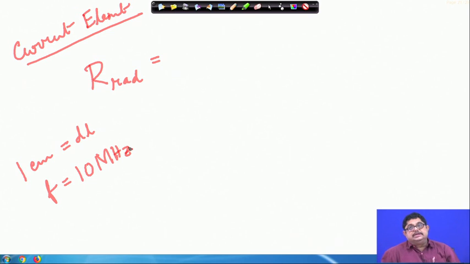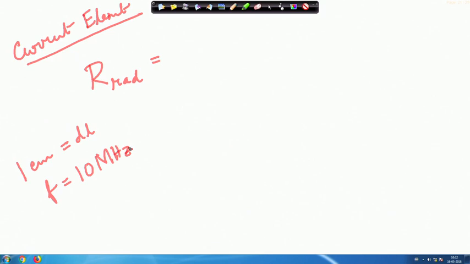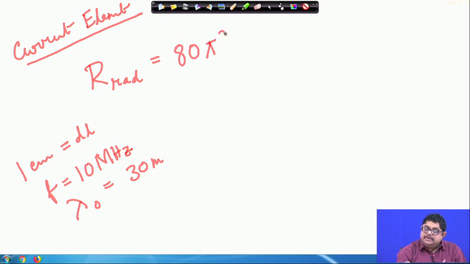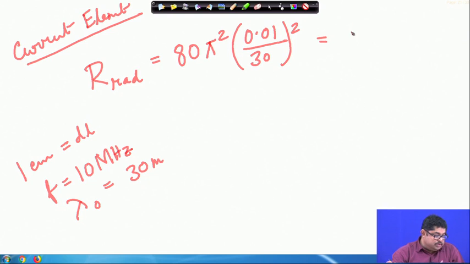In cellular base stations, they do not even give 1 watt of power, they give 200, 300 milliwatt. But suppose I use a current element in a cellular base station and I want to give 1 watt of power at 10 megahertz. Let us calculate. At 10 megahertz, lambda naught will be 30 meter. So, R rad will be 80 pi square, which is roughly 10, times 0.01 meter over 30, the whole square.